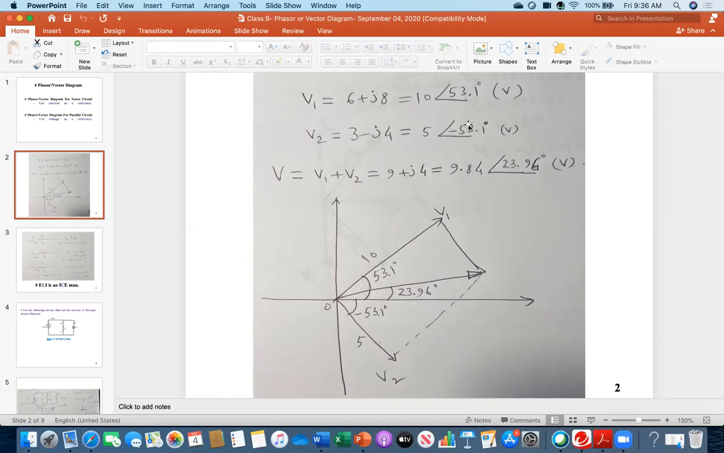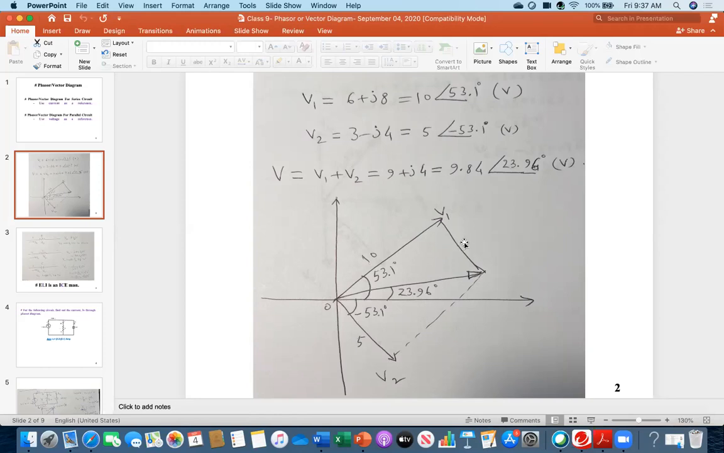I drew this line with respect to the polar form, but from the rectangular form also you will get the same result: 6, and then j8. For V2, you see 3 minus j4. So for example, 1, 2, 3, and then go down j4, minus j4. That is my V2. Then you make the sum, again the same thing, and you will still get the same result. So this is just the vector.